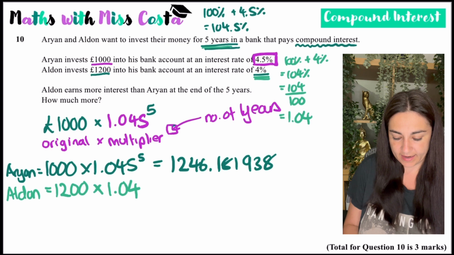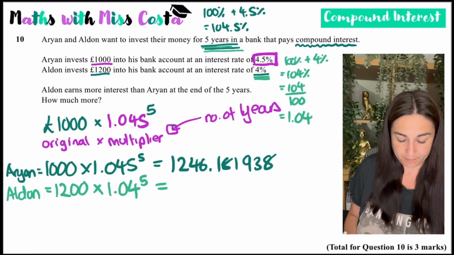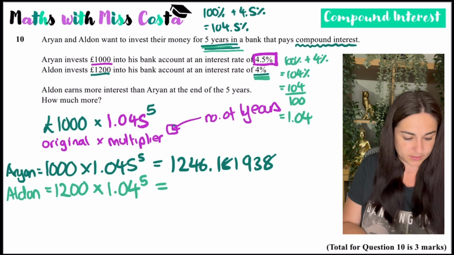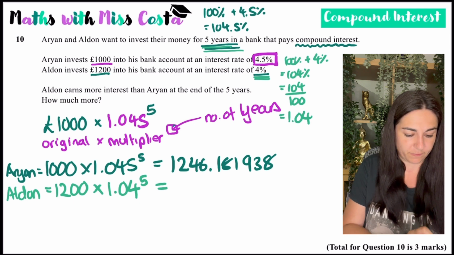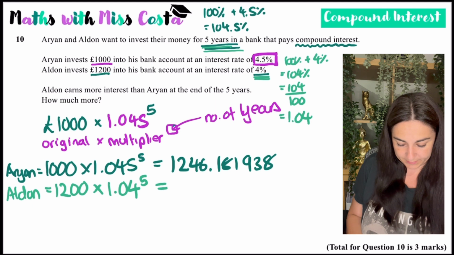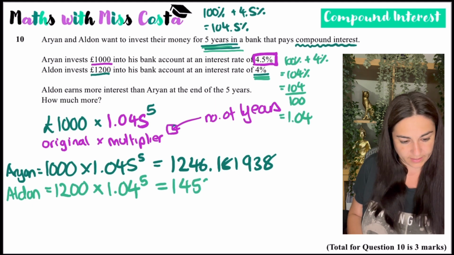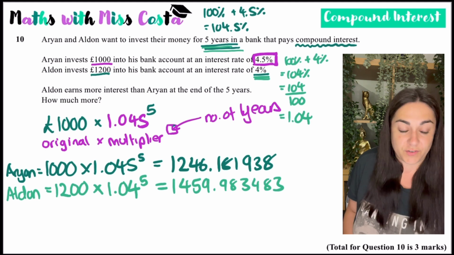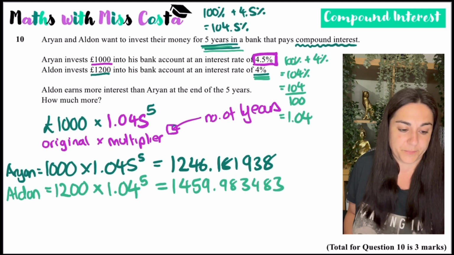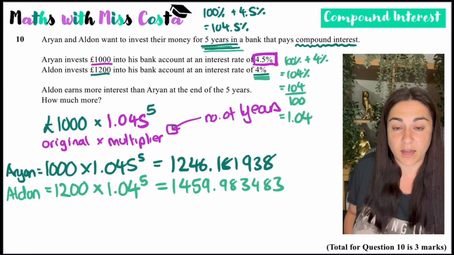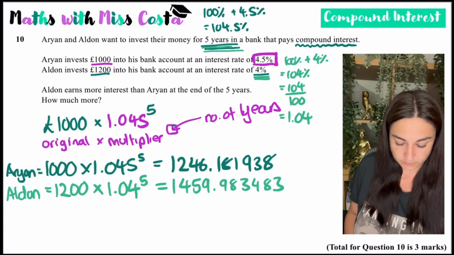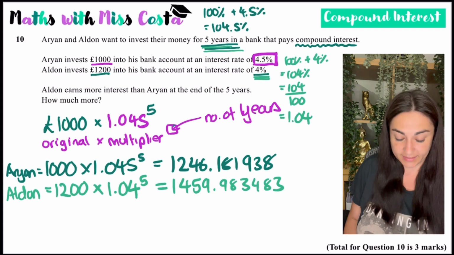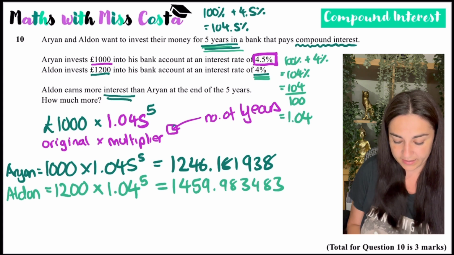Times by 1.04. And again, they also invest for 5 years. So it's going to be to the power of 5. So I've got 1,200 times by 1.04 to the power of 5. And that gives me 1,459.983483. Now, even if you'd just done that, you would get a lot of the marks. But the question says Aldon earns more interest than Arian at the end of the 5 years.